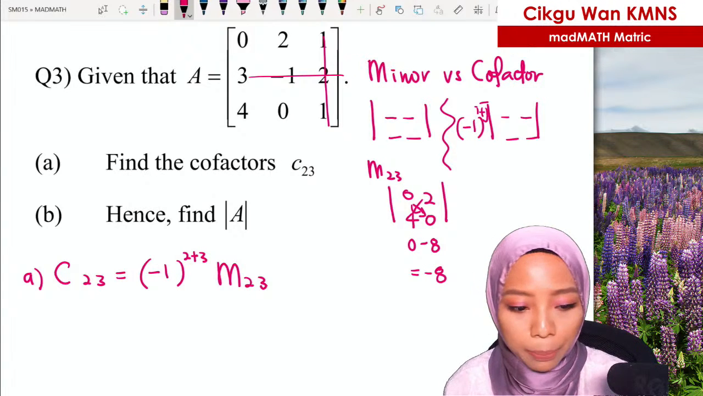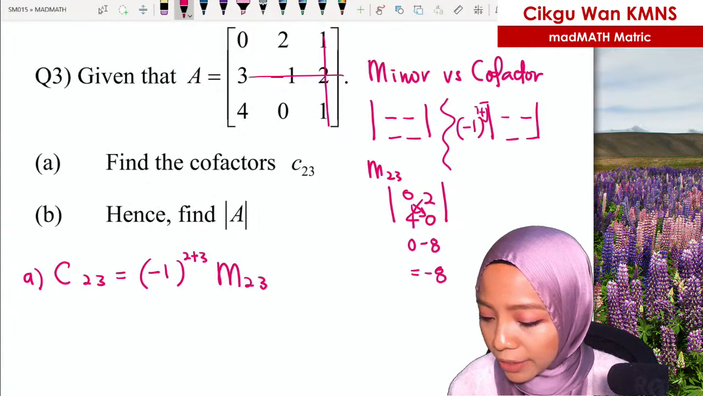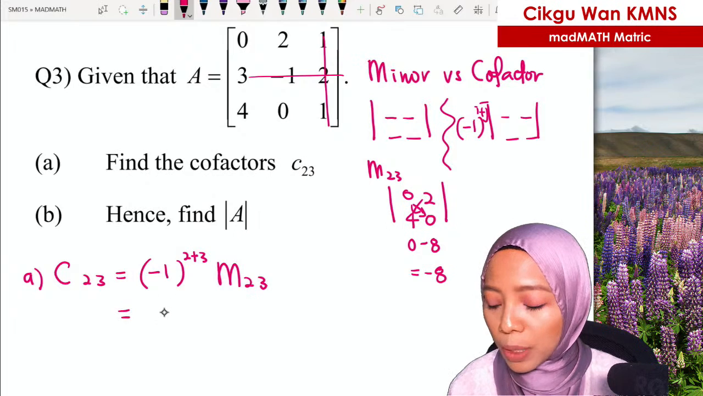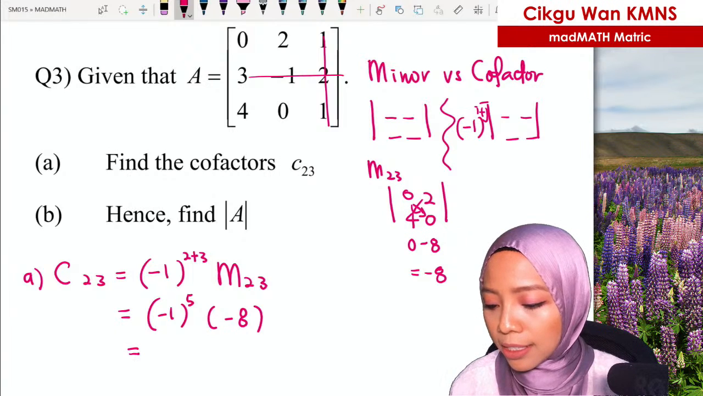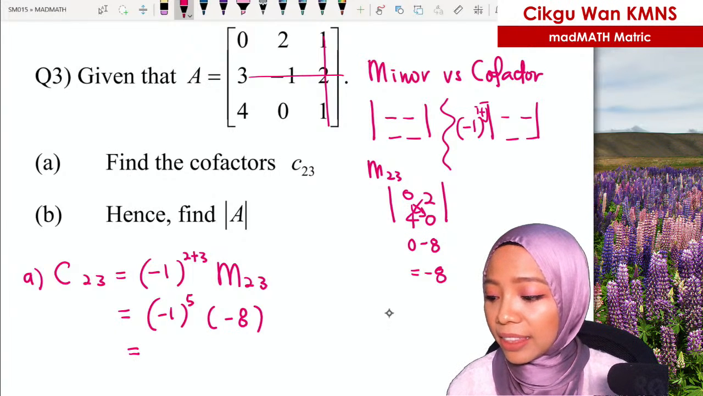Okay, so kita dah dapat tadi kita punya minor tadi ni negatif. Okay, ni -1 to the power of 5, -1 to the power of 5 multiply with -8. So, it will give us, okay, remember -1.